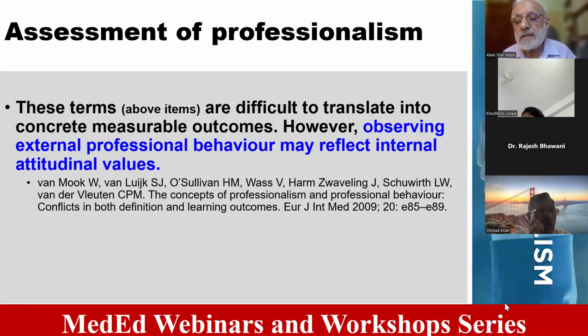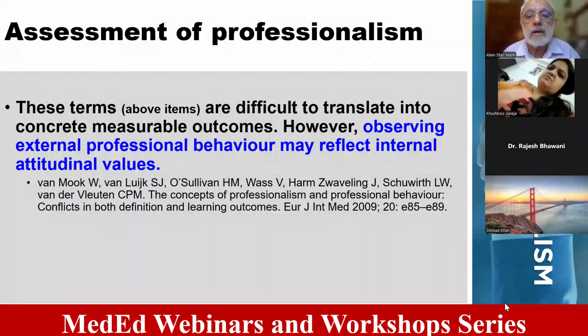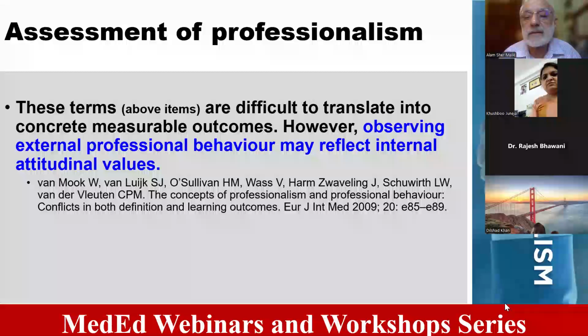Now, how to assess these items? Because some of them may not fulfill the criteria of an outcome which is measurable or concrete. However, it is stated that observing external professional behavior may reflect internal attitudinal values. Again, this is a very, very important statement, that observing overall behavior of a person may reflect the internal attitudinal values.